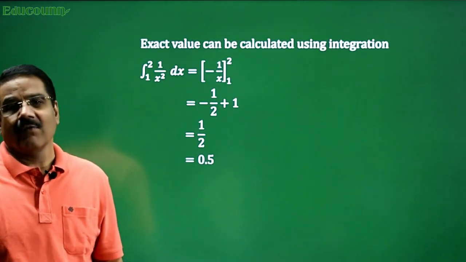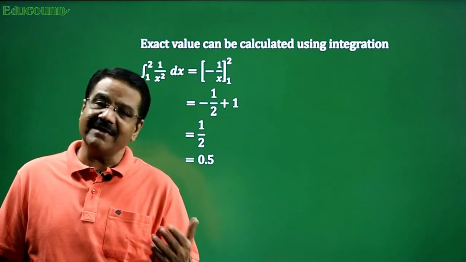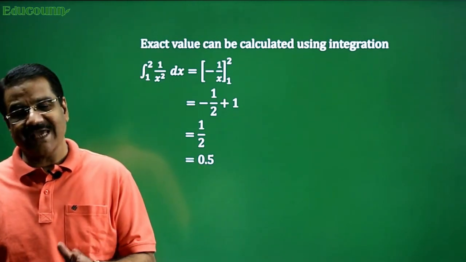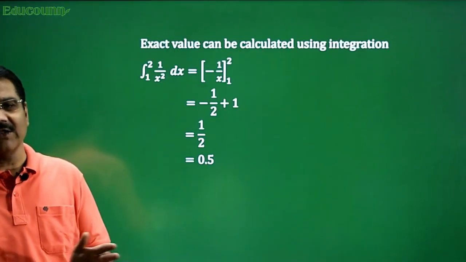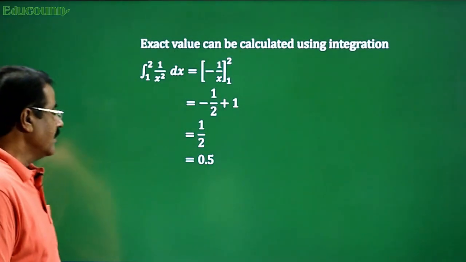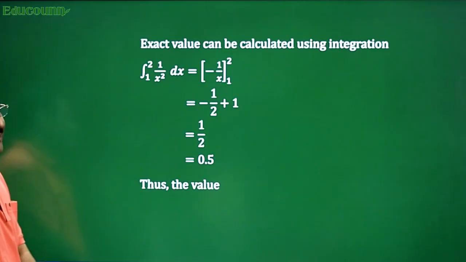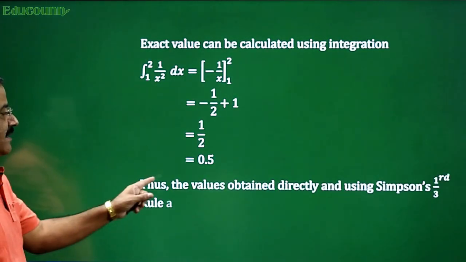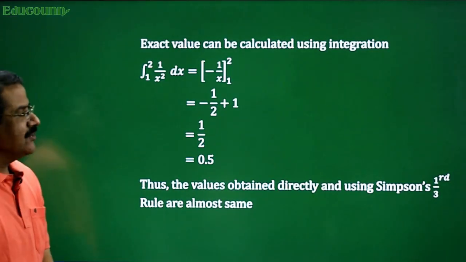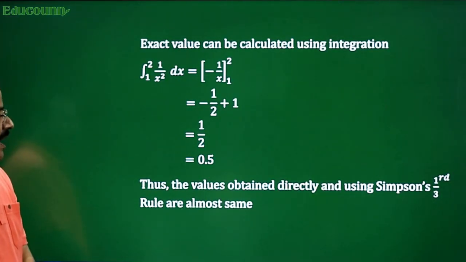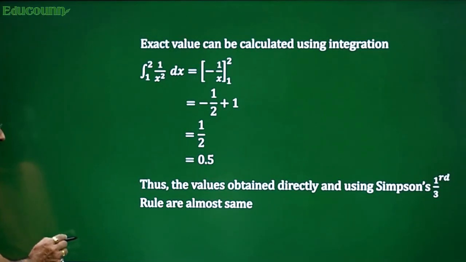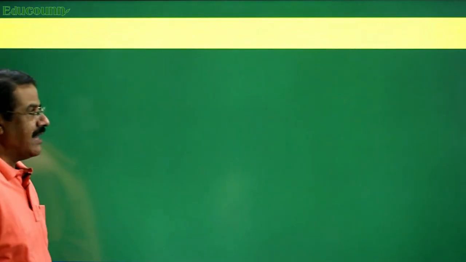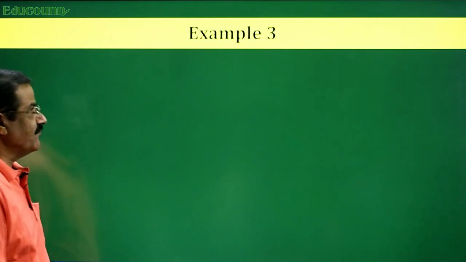So observe that the value which is calculated by integration is almost the same as the value calculated using Simpson's 1/3 rule. Okay, so this is the comparison. You have to write down the statement at the end of the example that values obtained directly and using Simpson's 1/3 rule are almost the same. Now we are going to discuss example number 3, so that you will have all concepts clear regarding all these numerical integration formulas.